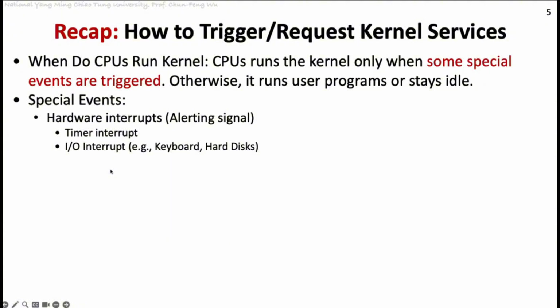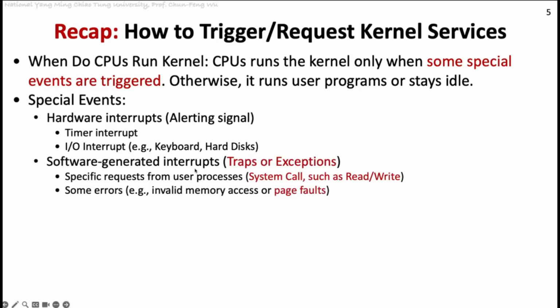The IO interrupt is quite simple. For peripheral devices like the keyboard and hard disk drive, when they are going to send data to the CPU, an interrupt occurs. Software generated interrupts are usually traps or exceptions. You can think about things like system calls and page faults. They are software generated.